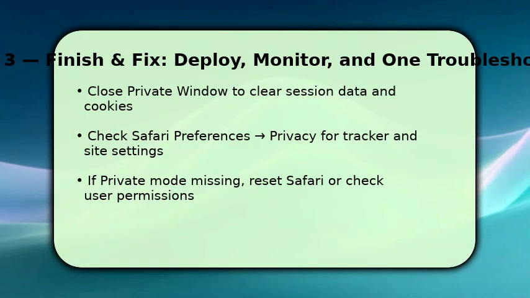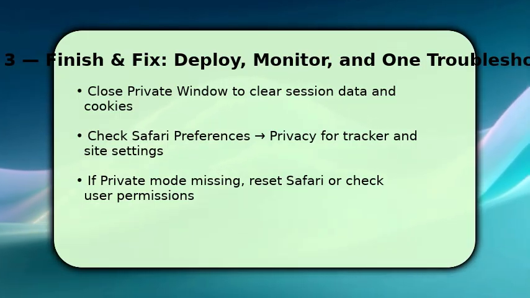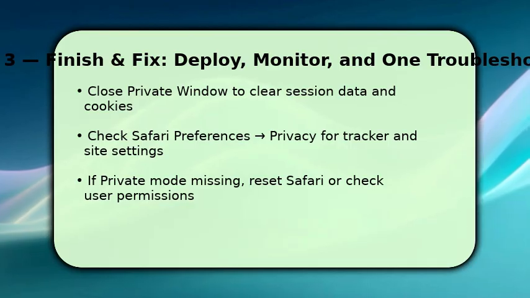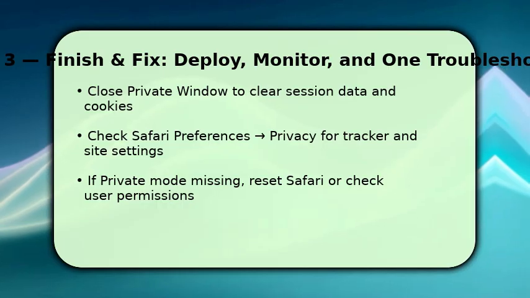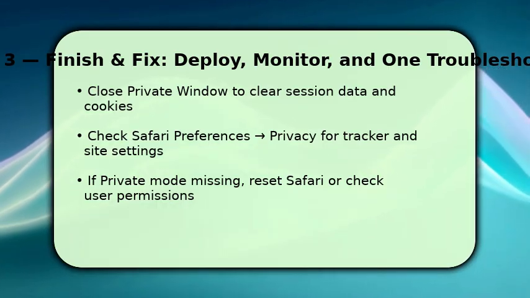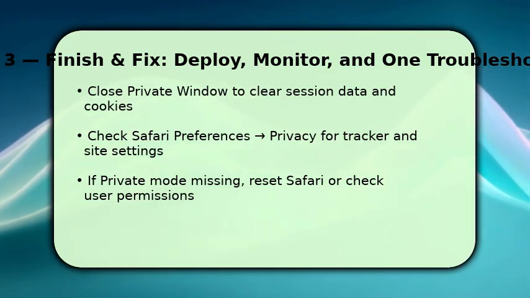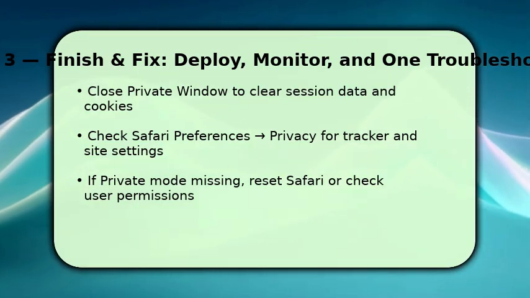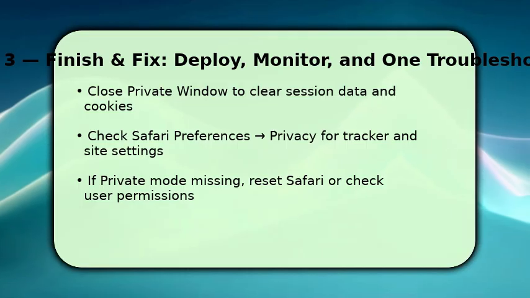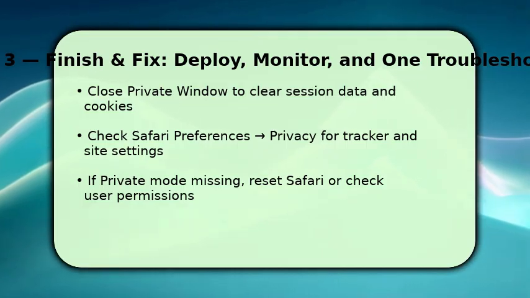To finish, simply close the private window and Safari clears the session data. Cookies, history entries, and form fills from that window are removed. If you want ongoing privacy settings, open Safari right arrow Preferences, right arrow Privacy to block cross-site trackers or manage website data. If private mode is missing, make sure you aren't in a managed profile or parental controls.